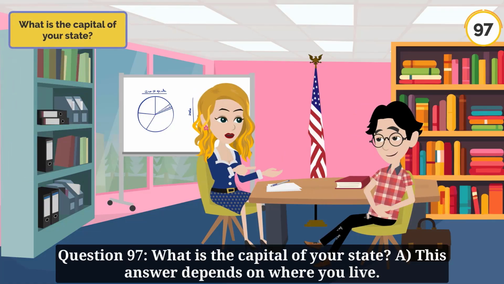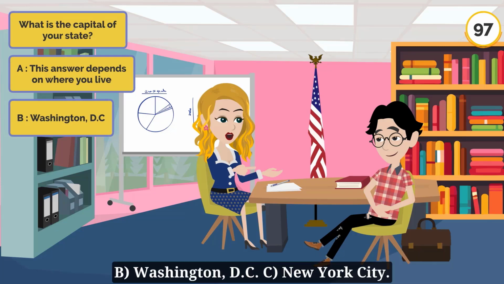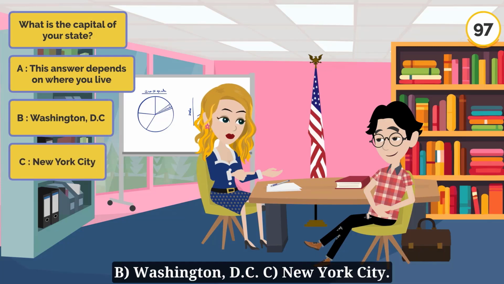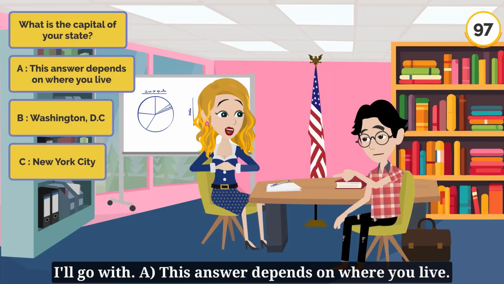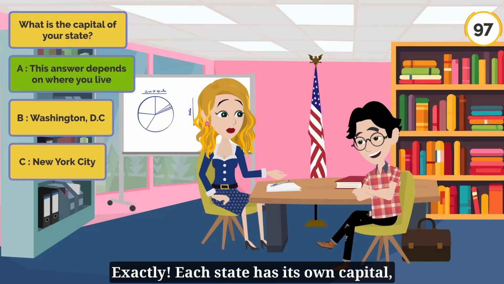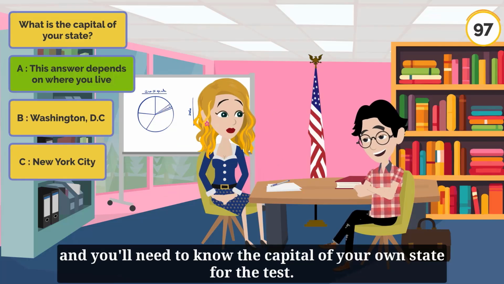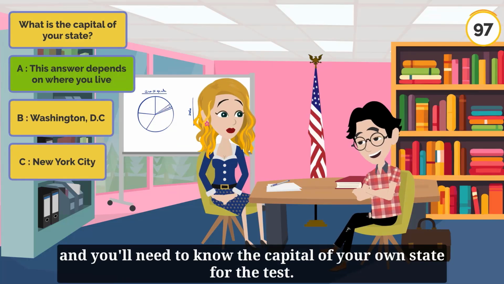Question 97. What is the capital of your state? A. This answer depends on where you live. B. Washington, D.C. C. New York City. I'll go with A. This answer depends on where you live. Exactly. Each state has its own capital, and you'll need to know the capital of your own state for the test.